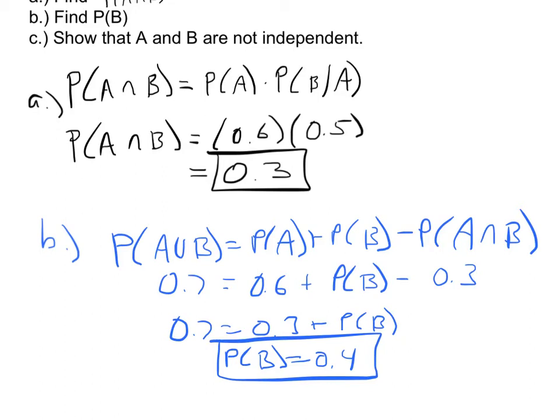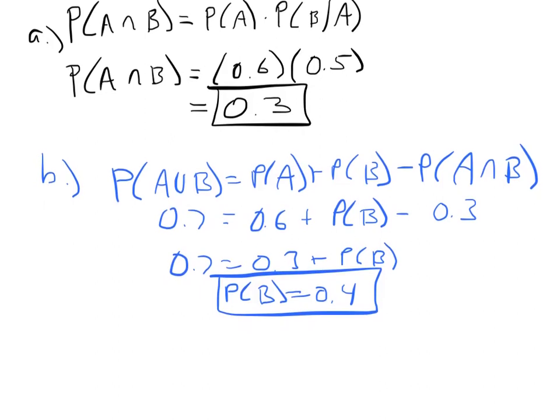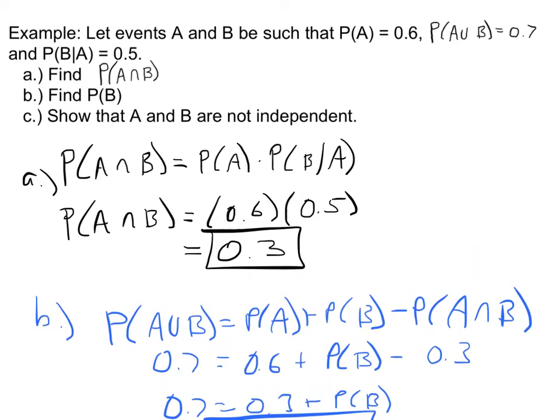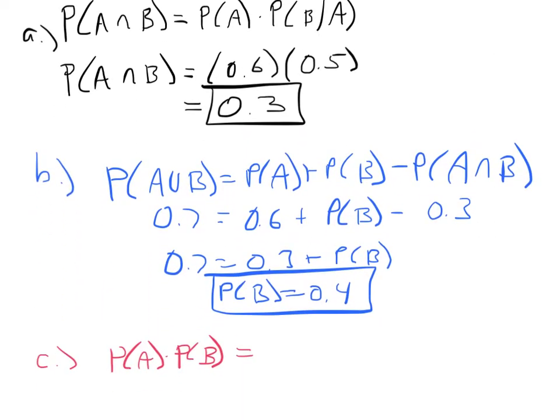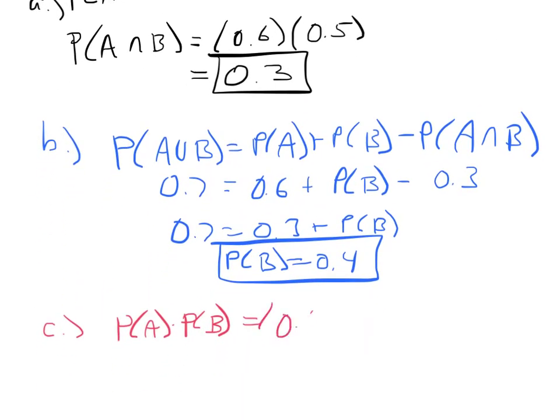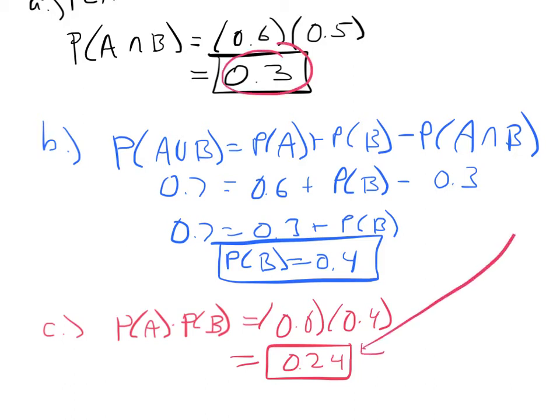And if you remember from the previous video, our test for independence is to look at what is the probability of A times the probability of B? Well, the probability of A was given earlier in the problem as 0.6. So we have 0.6 times the probability of B, which is 0.4. I'm getting that to be 0.24. Notice that that is not the same as the 0.3 that we got up above. Because of that, we know these two events are not independent.